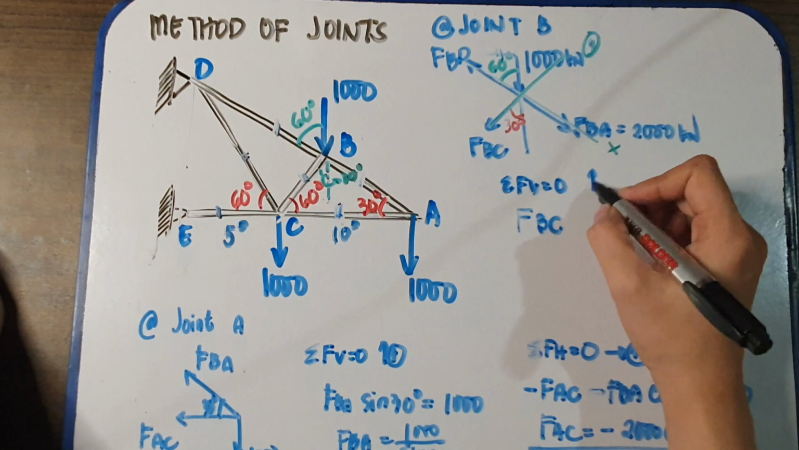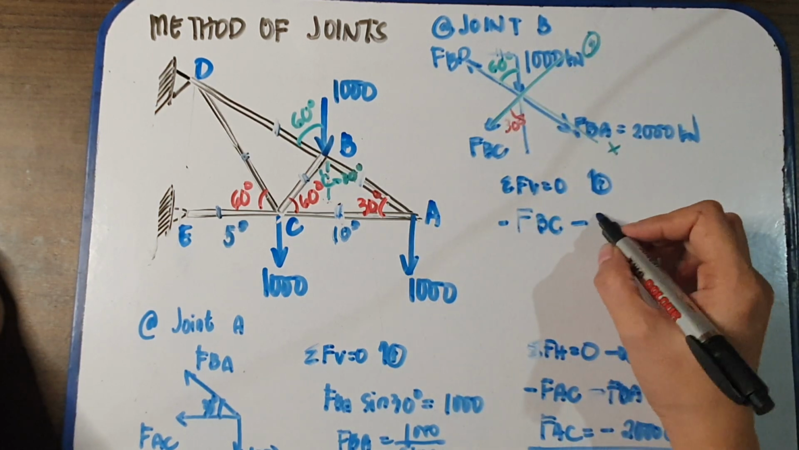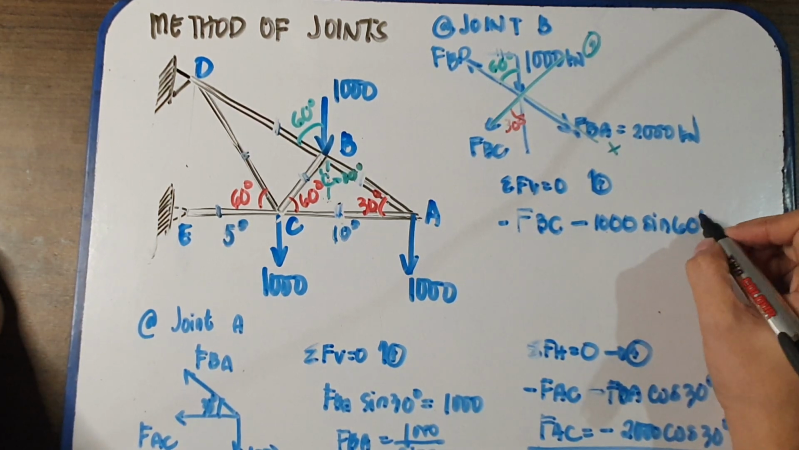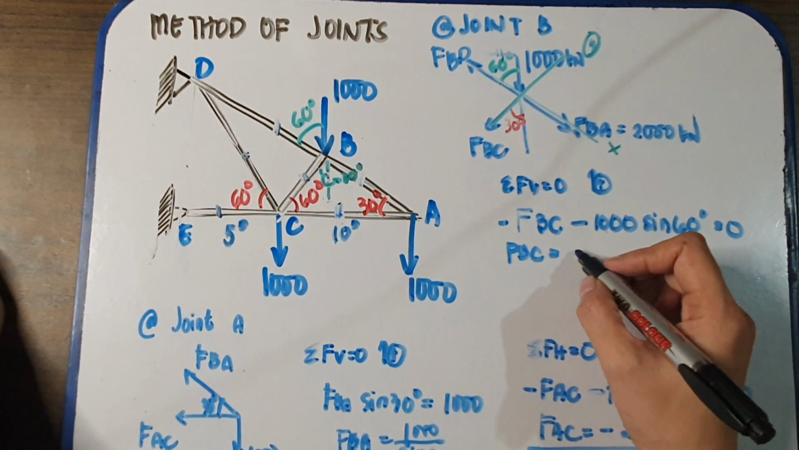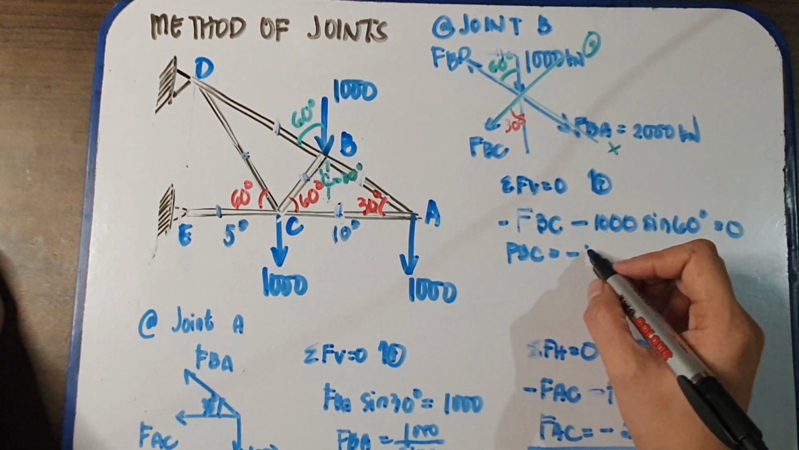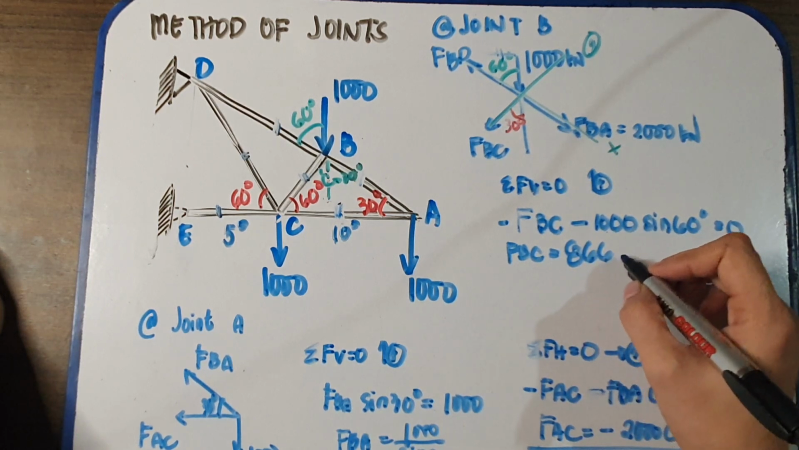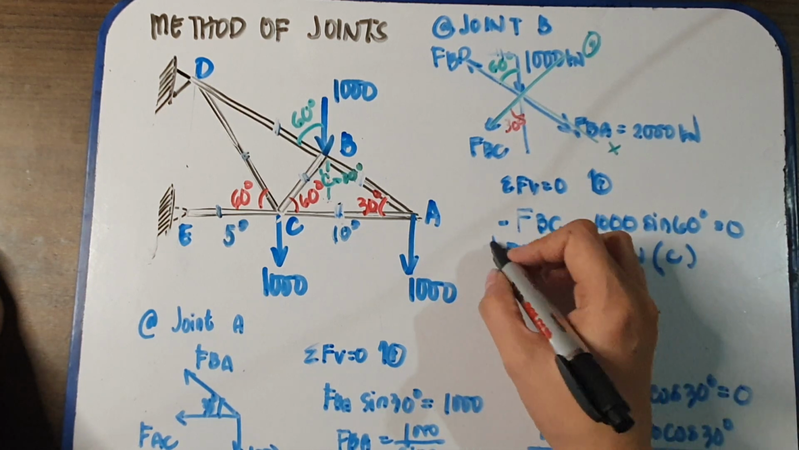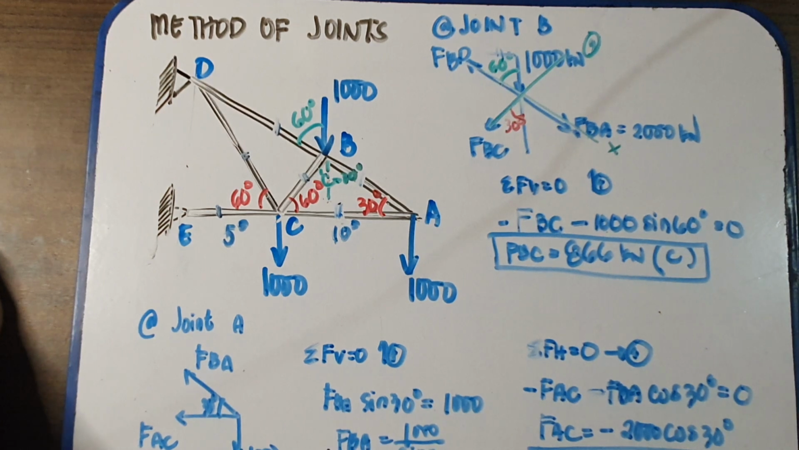Okay, upward is positive. So, negative FBC. How about yung 1,000? Also negative. Negative 1,000 sine of 60 degrees is equal to 0. FBC, transpose ko, it will become positive. Pero negative 1,000 sine 60 is negative 866 kilonewton. So that is negative, compression. So that is your FBC.